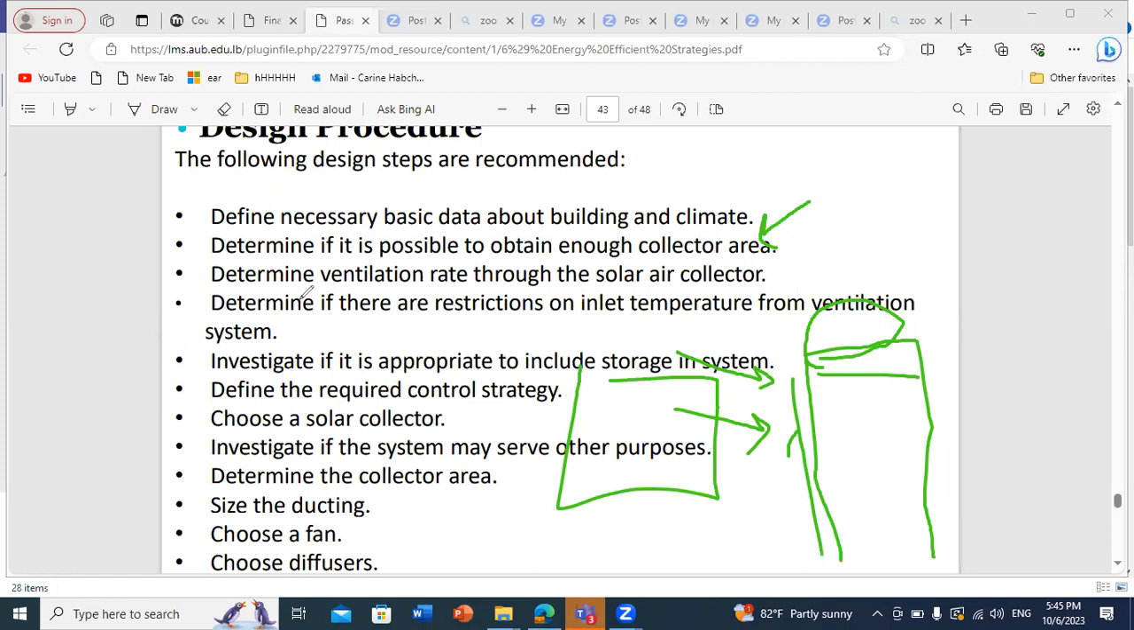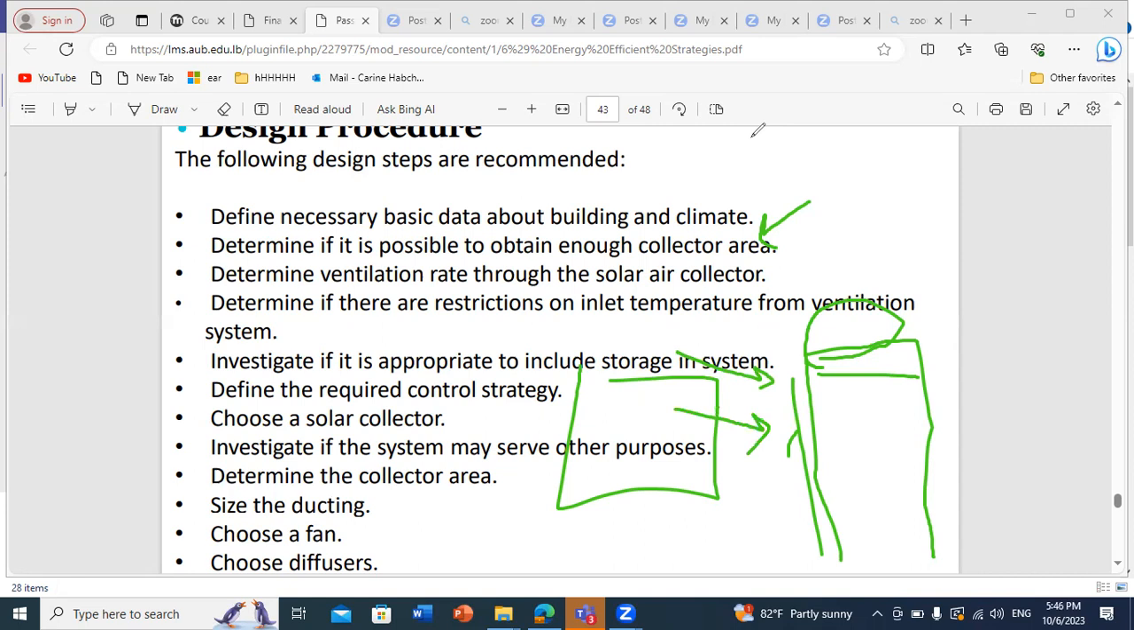Another issue is to determine the ventilation rate through the solar air collector. So we need to optimize the mass flow rate that should circulate through the system in order to optimize, let's say, the energy storage and the energy distribution. We should determine if there are restrictions on inlet temperature from the ventilation system.